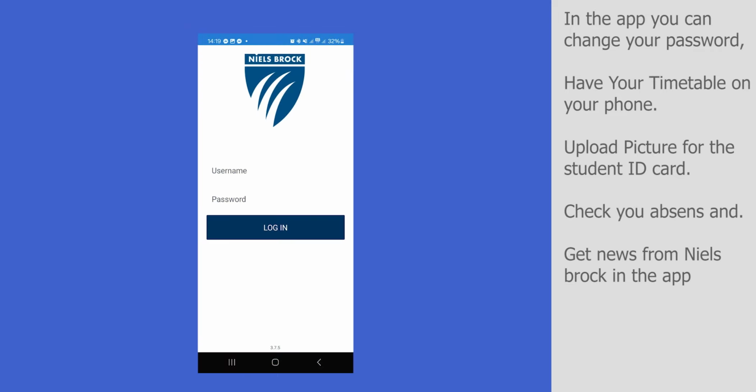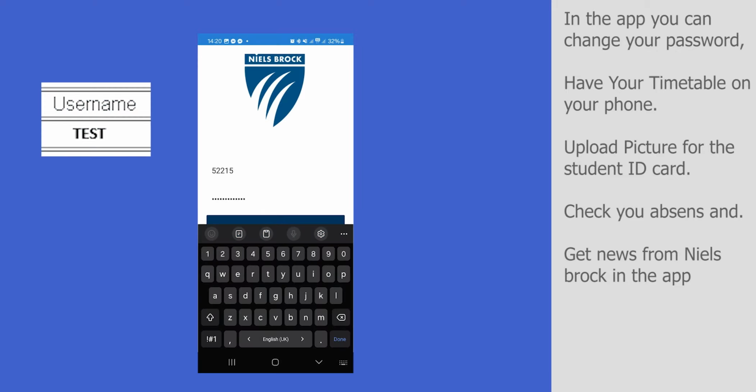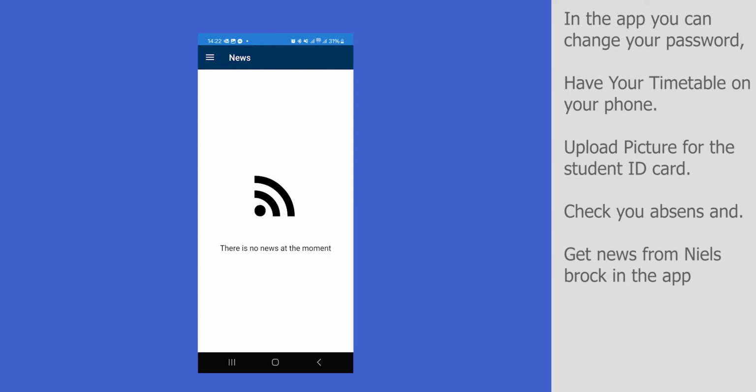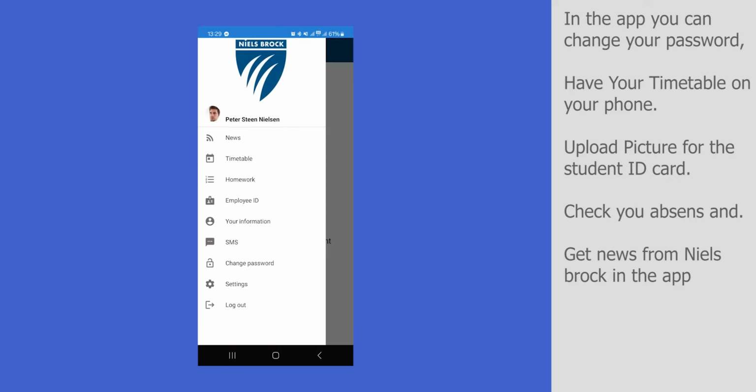Here, in the username and password, type in your username as presented from your password letter. And down here, you type in the password. And again, remember, if you've changed your password, that is the password you need to use. When you're inside the app, it will start on the news feed. You can open up here on the 3 lines, and you can see the different menus.